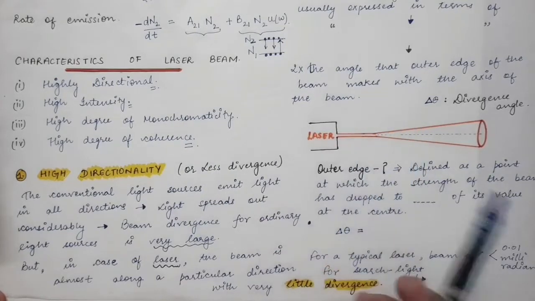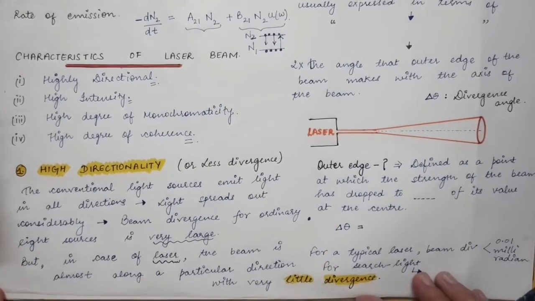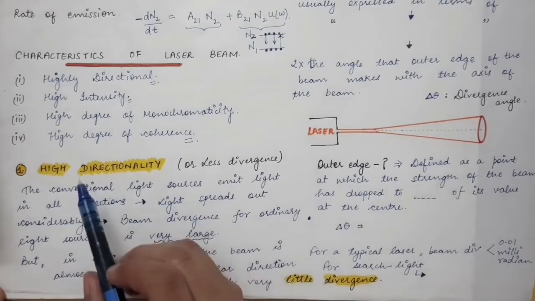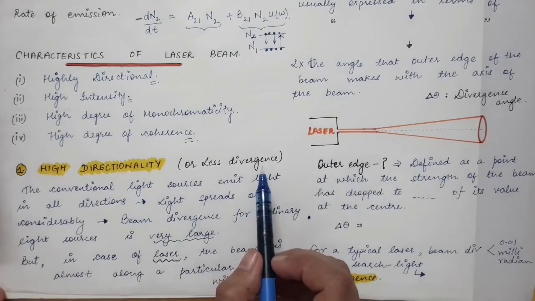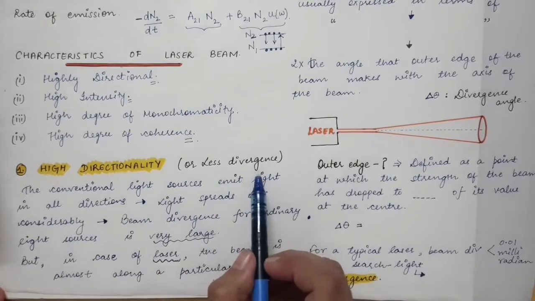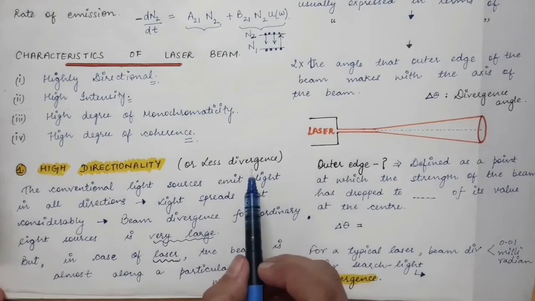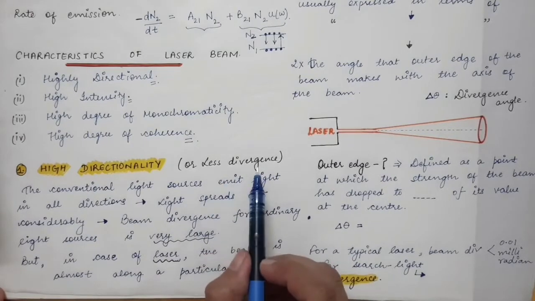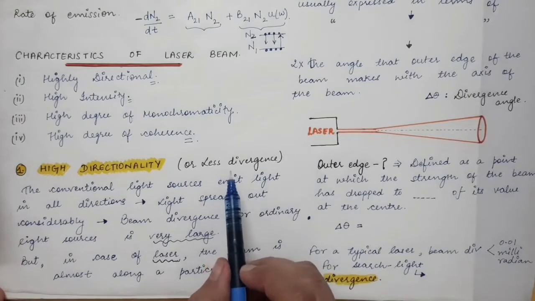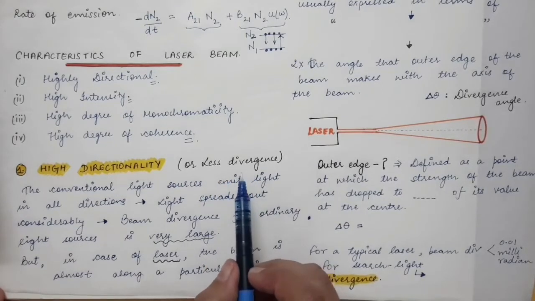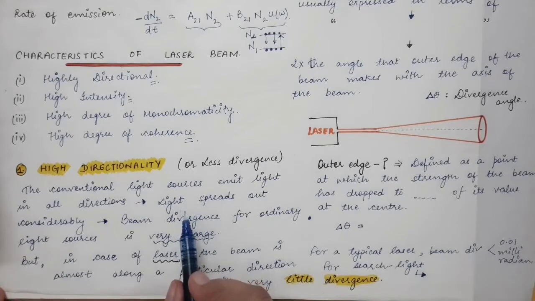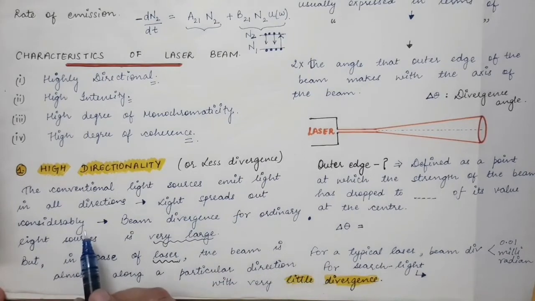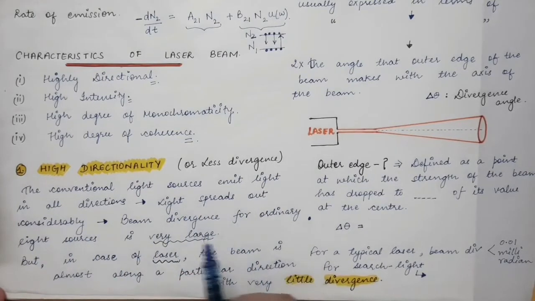So the first property is high directionality. The light from a laser has high directionality, or you can say it has very less divergence. By divergence we mean that there is a spread, but in the case of laser there is very less divergence, meaning the photons spread very little, they go in a single direction. The conventional light sources emit light in all the directions, or you can say light spreads out considerably, by a very large amount.